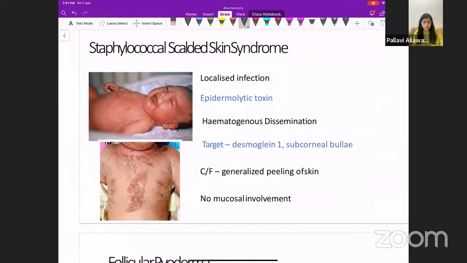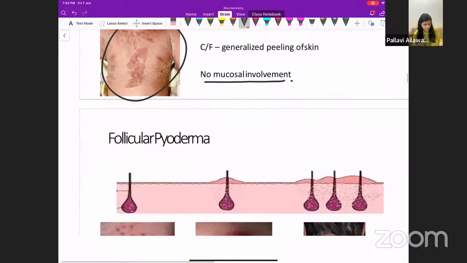Now, we have staphylococcal scalded skin syndrome. We've got a question in NEET 2019 from here. Here, there is a toxin, which is epidermolytic toxin, spreads into the blood, damages desmoglein 1, causes a subcorneal split. Baby presents with generalized peeling all over the skin. Very important to note, there is no mucosal involvement here. So in staphylococcal scalded skin syndrome, patient presents with a generalized peeling of skin all over the body without any mucosal involvement. That is staphylococcal scalded skin syndrome.